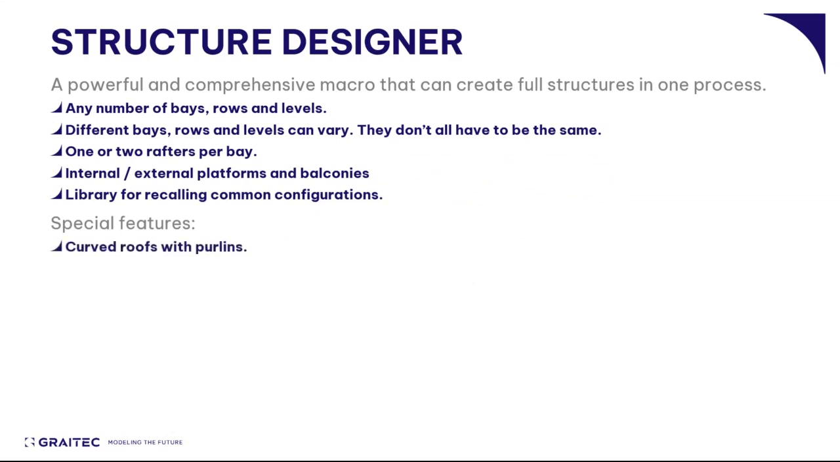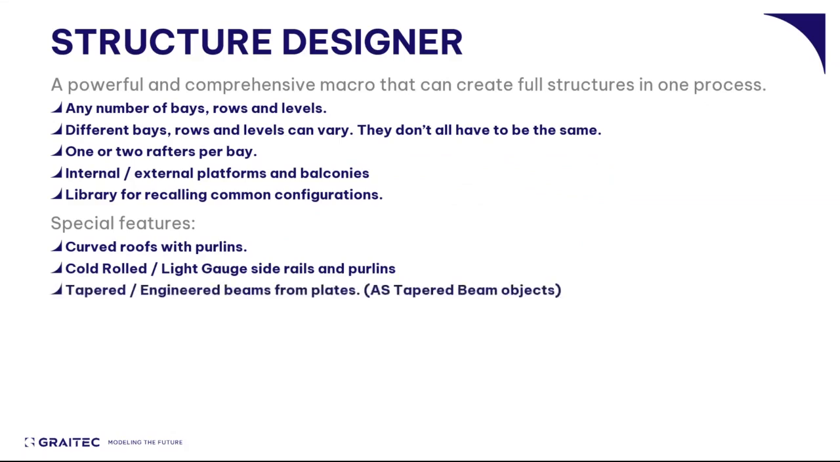So you can do curved roofs. One of the preset examples is a curved roof, and that will even place the purlins following that curve around the roof. That's really handy. So yes, you can include light gauge or cold rolled side rails and purlins on any face of the model. It can include those for you.